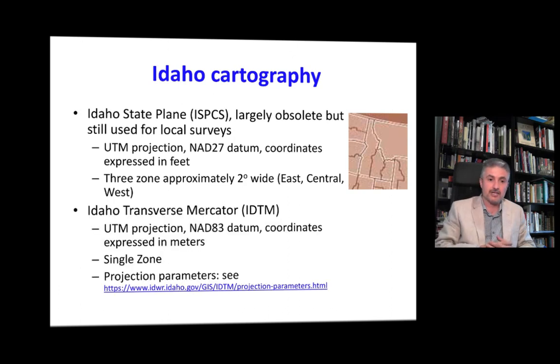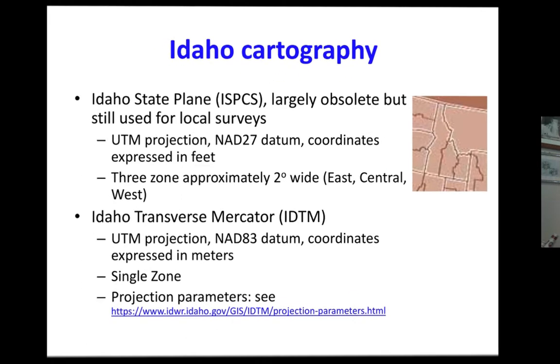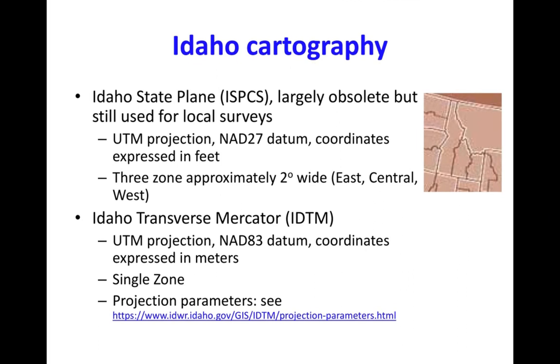There's inconveniences using this projection because it means that going from one zone to another, we change the coordinate system and we need to do a transformation. As a solution, a while back, the IDTM system was also introduced. It's a UTM projection, single zone, using a more modern datum, the NAD83 datum, and uses meters for distances. If you're curious to know more about the Idaho State Plane System and the IDTM system, follow this link.